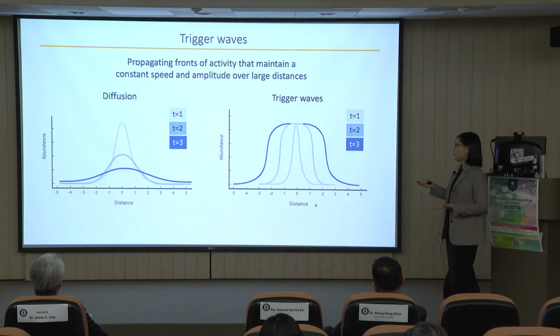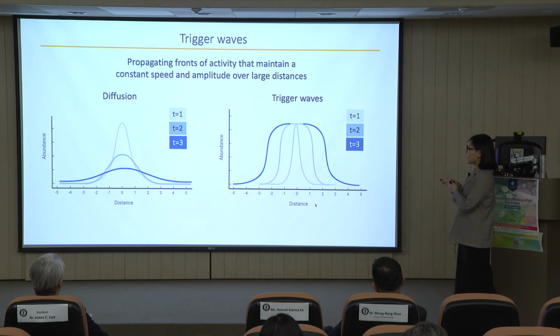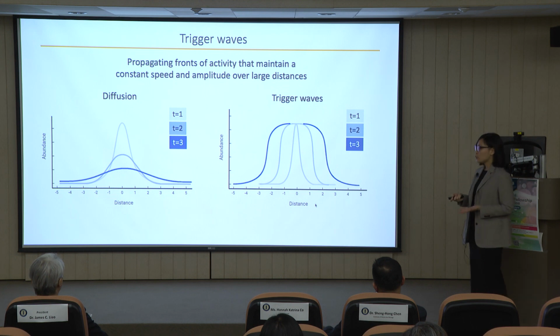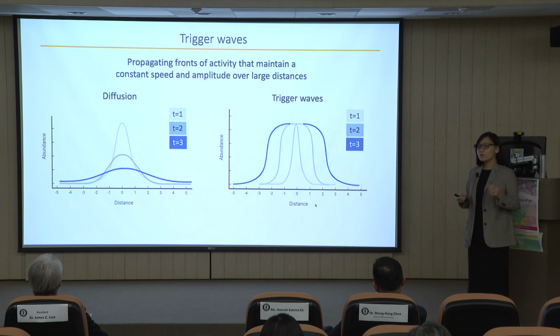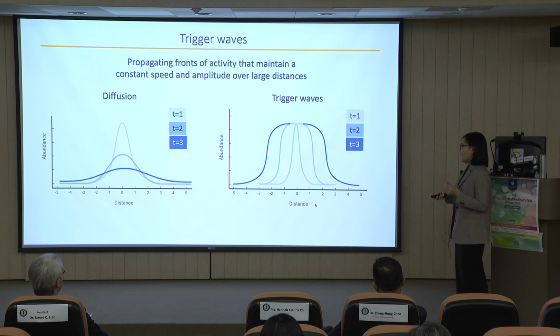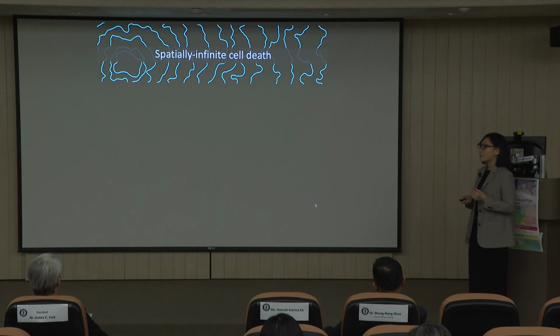In contrast to diffusion, wherein the signal's intensity would quickly dampen in space, trigger waves are able to maintain the signal's intensity as it propagates across distance. And this allows for the propagation of activities at constant speed over large distances. And this very nature of a trigger wave allows for cell deaths to propagate in a spatially infinite manner.